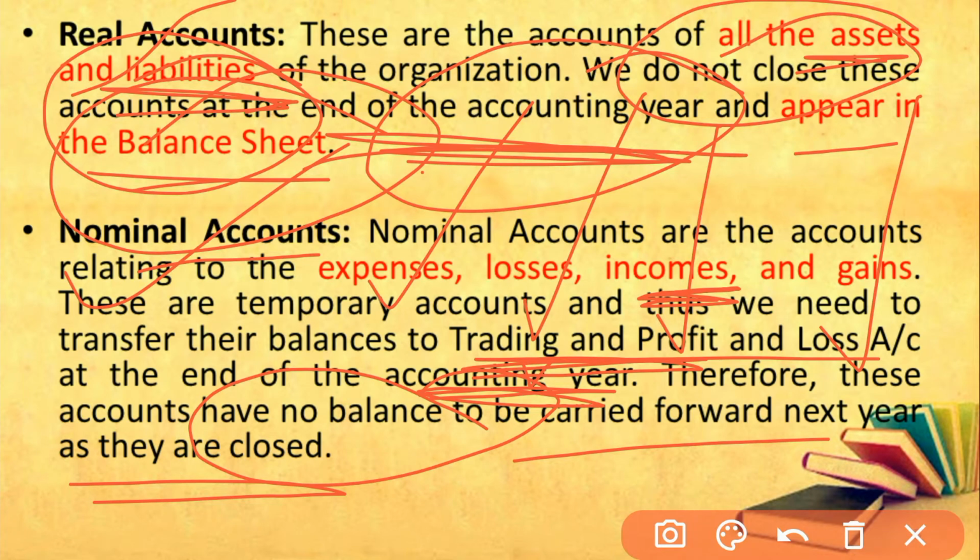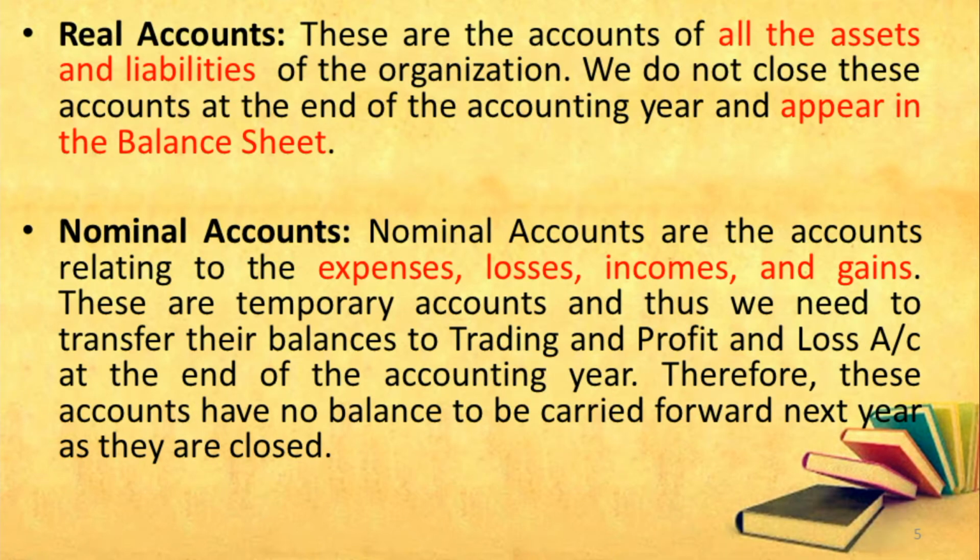Remember this. Once again, I'm repeating, any expense or income pertaining to one accounting period will come in trading and the P&L account, either of them, right? And it will not be carried forward in the next year. Whereas any income or expense incurred on any asset or liability pertaining to more than one accounting year will come under what? My balance sheet, right?